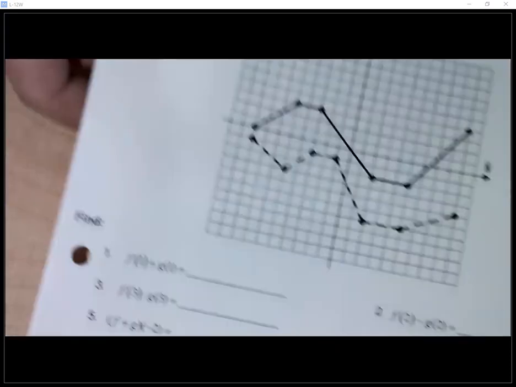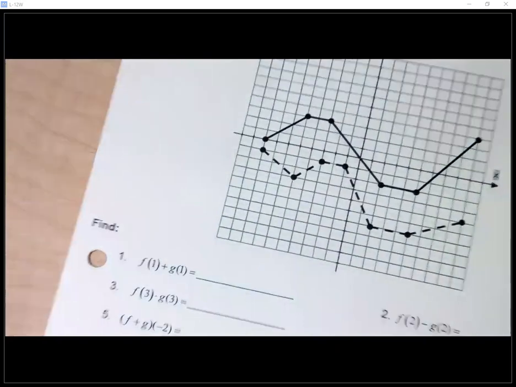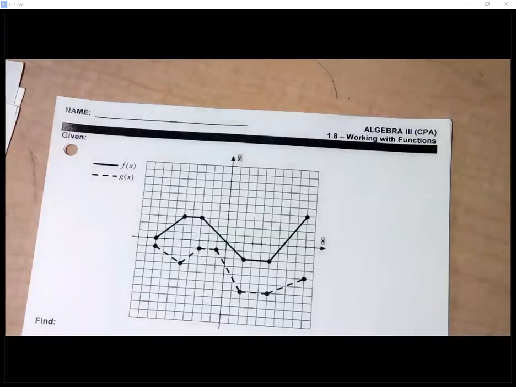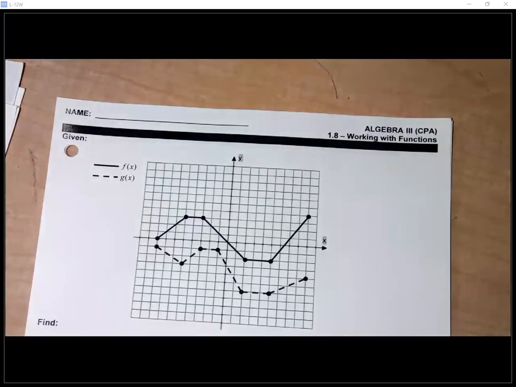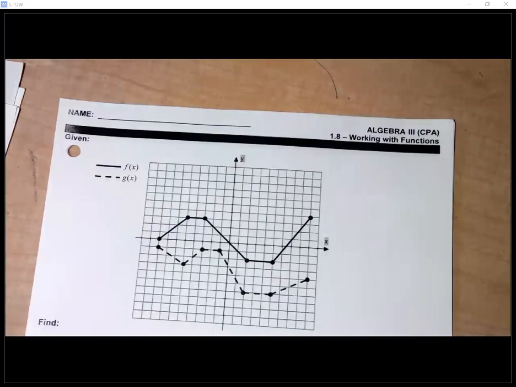Alright, everybody. So take a look at the sheet that I just gave you. Okay, everybody's looking? Okay, so let's see what's happening here.